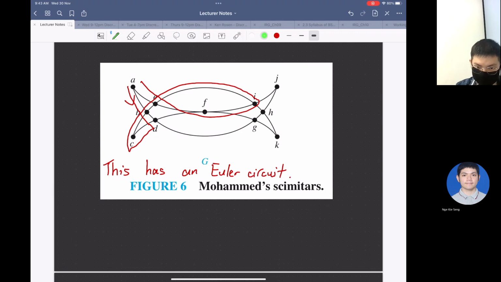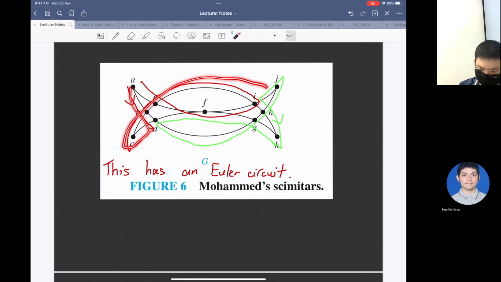So you start from here, and then go around here, and go up. Okay. So this is called the Mohammed Shimatas. Why Shimatas? Shimatas is like the sword. You can see it's made up of two swords.